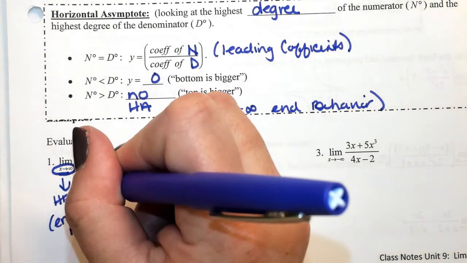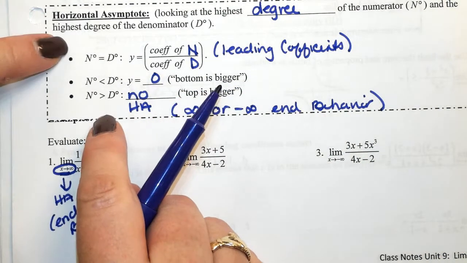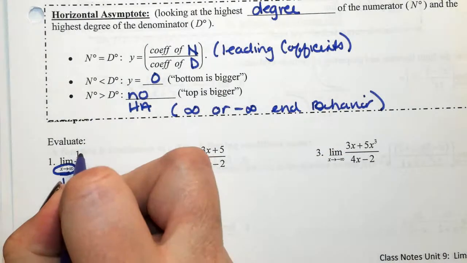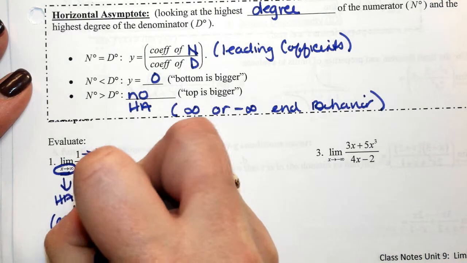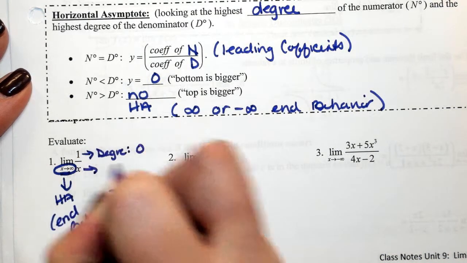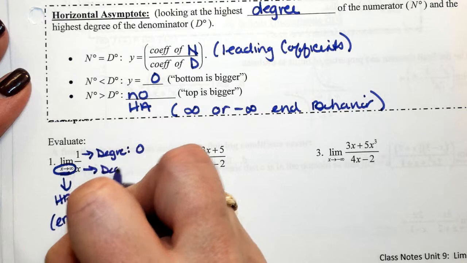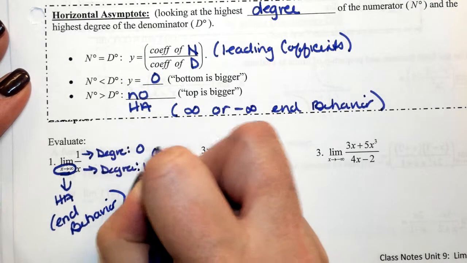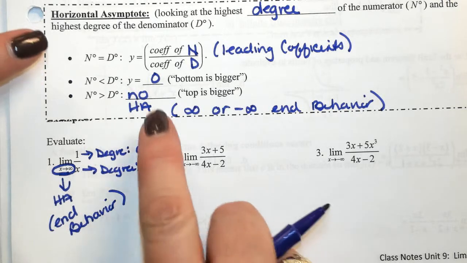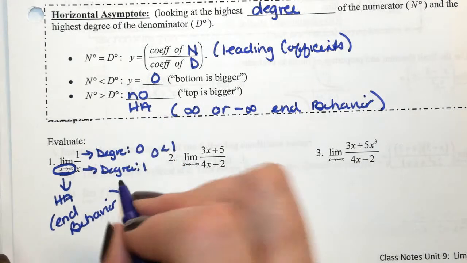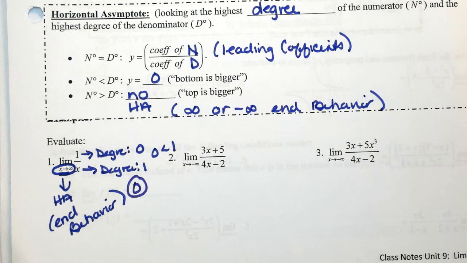So let's take a look at 1 over x. We've got to decide which of these three conditions we have. What is the degree of the numerator? 0. What's the degree of the denominator? 1. So 0 is less than 1. If the degree of the numerator is less than the degree of the denominator, what is the horizontal asymptote going to be? 0. So the limit as x approaches infinity of 1 over x is 0.